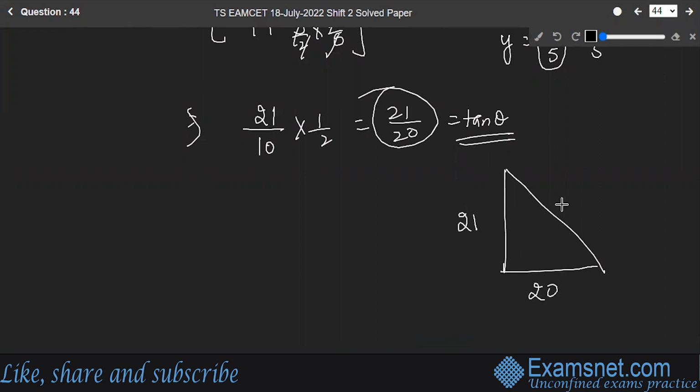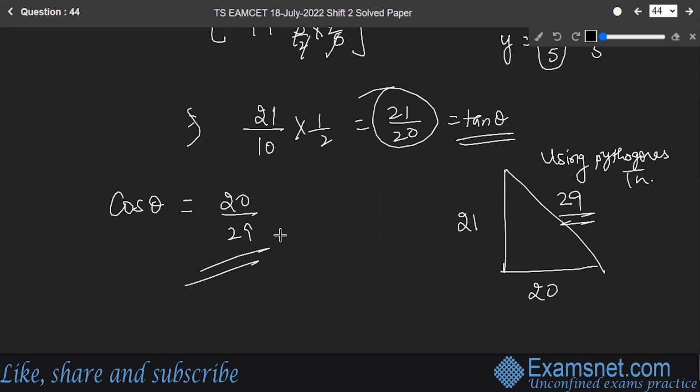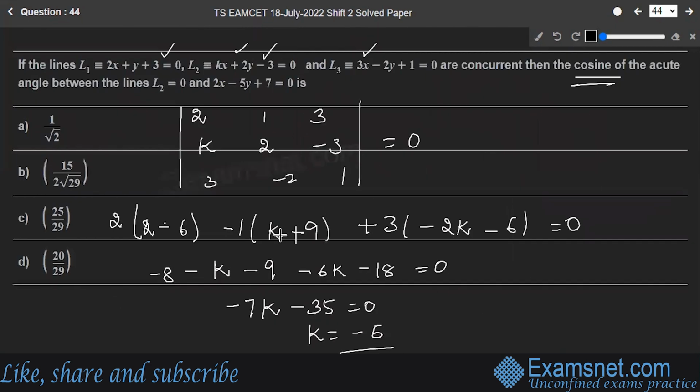Using the Pythagoras theorem, the hypotenuse will come out to be 29. I'm using the Pythagoras theorem. I hope you can easily do this. Correct? Okay. So now you have to find out the cos of the angle between them. Cos is given by base upon hypotenuse. That means 20 upon 29. So this is the answer to our question. So option D stands to be the correct answer.